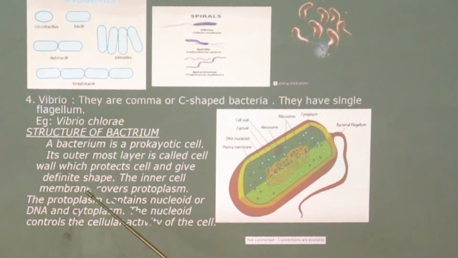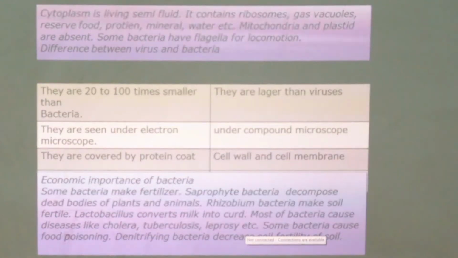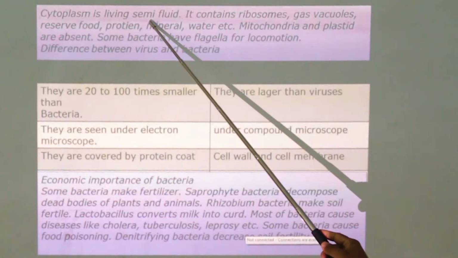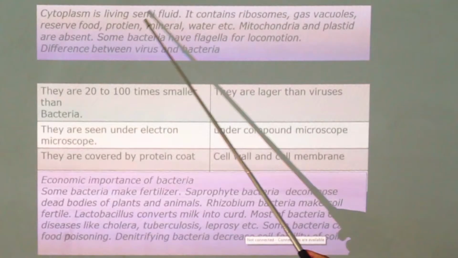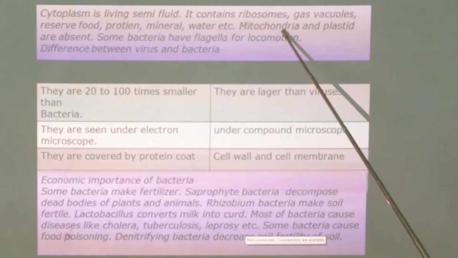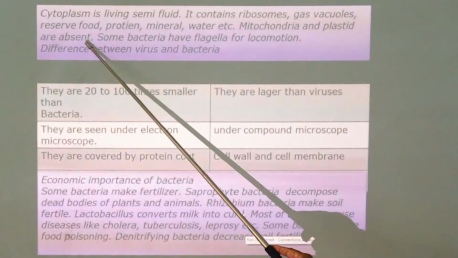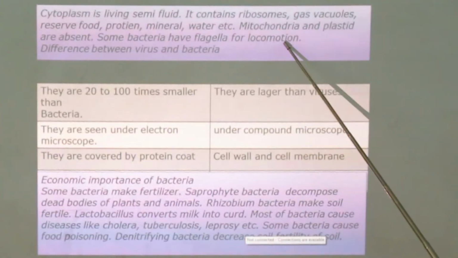Inner to the cell wall is a cell membrane that covers the protoplasm. The protoplasm is the living material of the cell. The protoplasm contains nucleoid or DNA and cytoplasm. The nucleoid controls the nuclear activity of the cell. The cytoplasm is a living semi-fluid. It contains ribosomes, gas vacuoles, reserve foods, protein, minerals, water, etc. Mitochondria and plastids are absent. Some bacteria have flagella for locomotion.